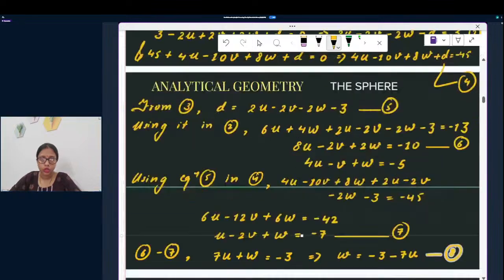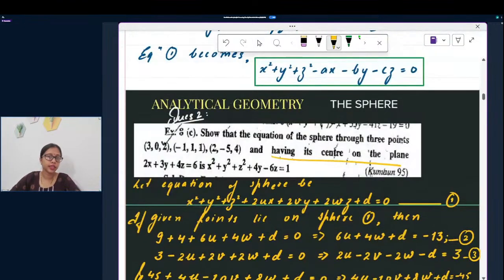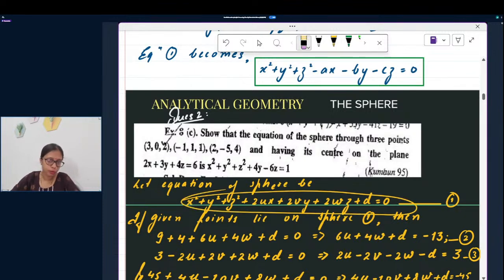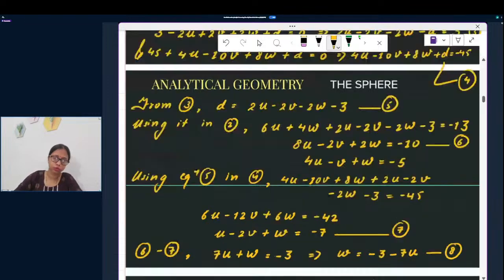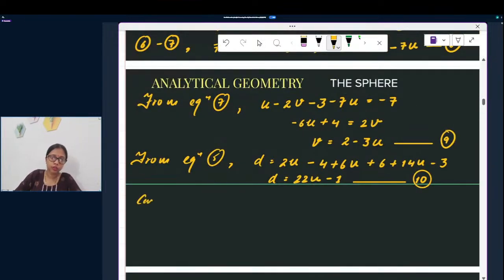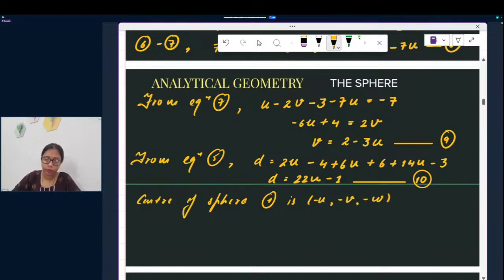Chalo. So, having its center on the plane. Now this is interesting. How will I use it in my equation? Means how will I give it a mathematical expression? It says the center of the sphere. What is the center of the sphere? The center of this sphere is minus U, comma minus V, comma minus W. Right? I hope you remember. Center of sphere 1 is minus U, comma minus V, comma minus W.